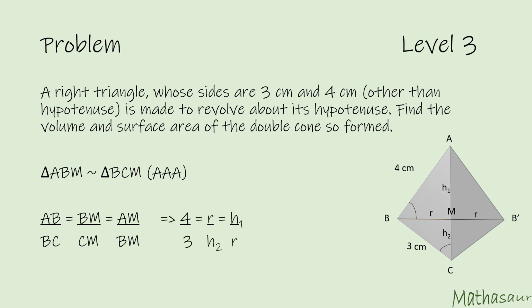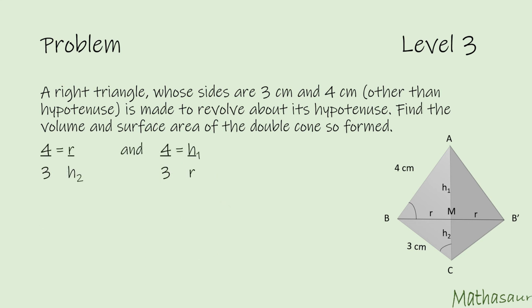Now let us call the height of the bigger cone as H1 and the height of the smaller cone as H2. The radius for both these cones is going to stay the same. Let us substitute the values for these sides. We get 4 by 3 equals r by h2 equals h1 by r. Let us take this in pairs. So we have 4 by 3 is equal to r by h2 and 4 by 3 equals h1 by r. Or we could also write h1 and h2 in terms of r.